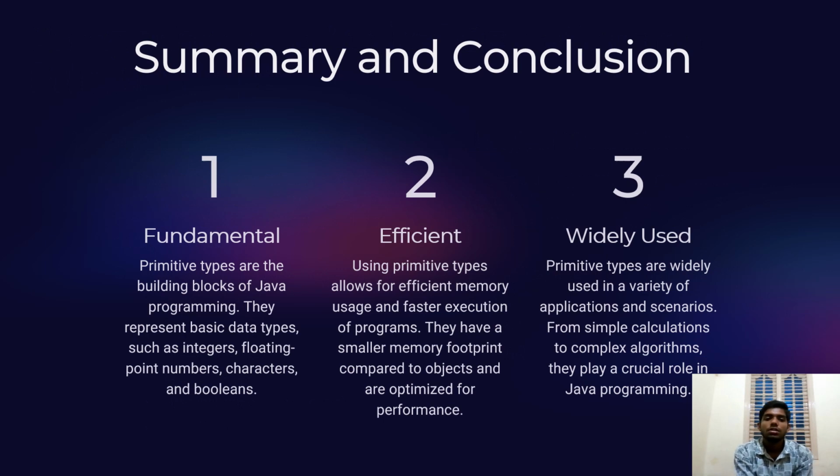Summary and conclusion. Primitive types are the building blocks of Java programming. They represent basic data types such as integers, floating point numbers, characters, and boolean. Efficient. Using primitive types allows for efficient memory usage and faster execution of programs. They have a smaller memory footprint compared to objects and are optimized for performance. They are widely used. Primitive types are widely used in a variety of applications and scenarios. From simple calculations to complex algorithms, they play a crucial role in Java programming.